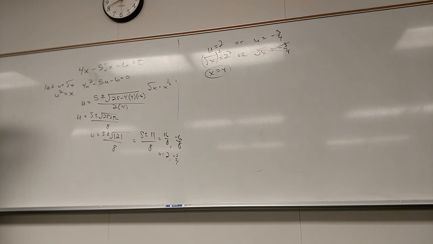It's only 4, it's not u equals 2. Never mind. U is 2, which leads me to x is 4, because u was the square root of x. So if the square root of something is 2, then the thing is 4. That's all it says. The other option doesn't give an answer because the square root of x can't be negative 3/4. Too bad for it.